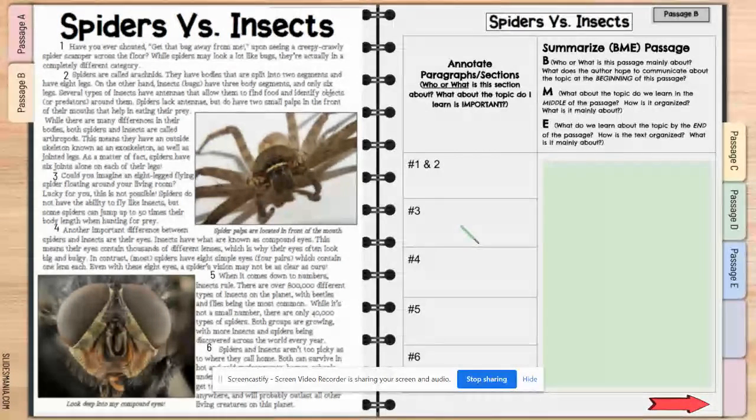Several types of insects have antennae that allow them to find food and identify objects or predators around them. Spiders lack antennae but do have 2 small palps on the front of their mouths that help in eating their prey. While there are many differences in their bodies, both spiders and insects are called arthropods. This means they have an outside skeleton known as an exoskeleton as well as jointed legs. As a matter of fact, spiders have 6 joints alone on each of their legs.